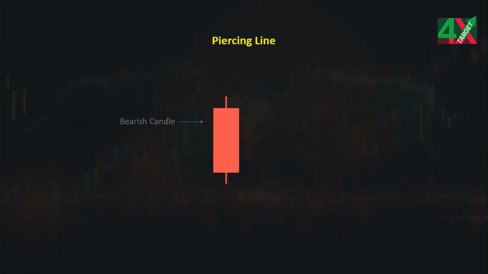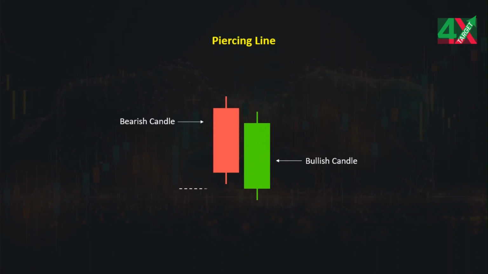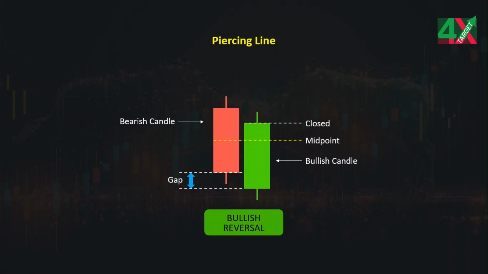On the opposite side, we have the piercing pattern. It forms when a bearish candle is followed by a bullish candle, but with two key conditions. First, there must be a downward gap between the closing price of the bearish candle and the opening price of the bullish candle, showing that sellers initially pushed the market lower. Second, the bullish candle must close above the midpoint of the previous bearish candle. This signals a potential bullish reversal, especially when it appears at a key support zone or at the end of a downtrend.